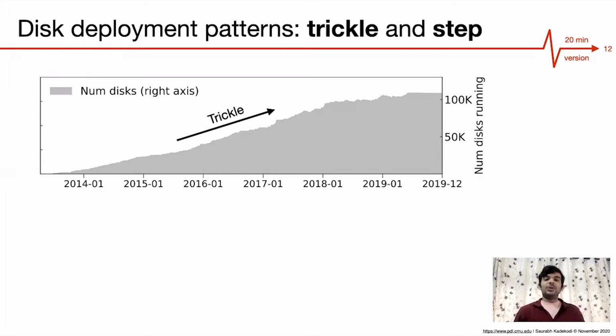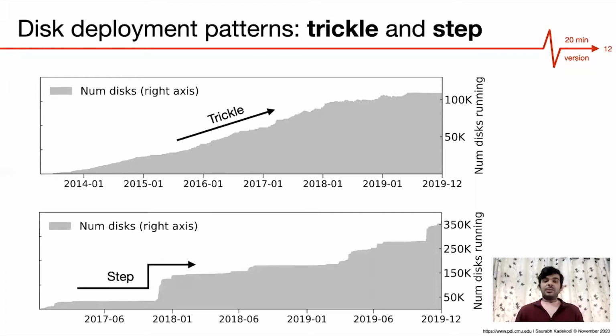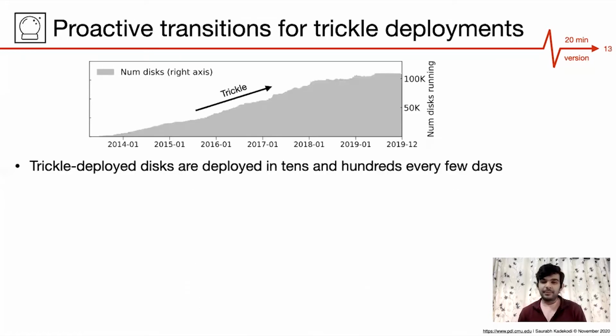This results in a gradual increase in the number of disks deployed in the cluster. In contrast, we see step deployments where tens of thousands of disks are deployed very close in time, say a fortnight. And then for months together, there are no new disk deployments. Each one of these disk deployment patterns pose different challenges for disk adaptive redundancy, and Pacemaker tailors its approach based on the disk deployment pattern. So first, let's look at proactive transition initiator in the context of trickle deployments.